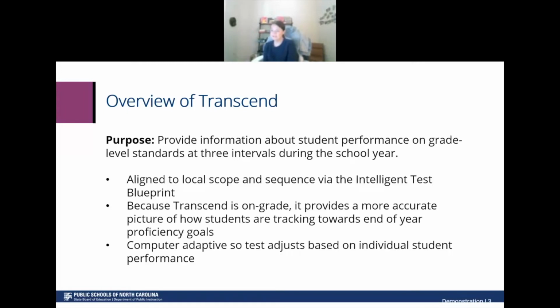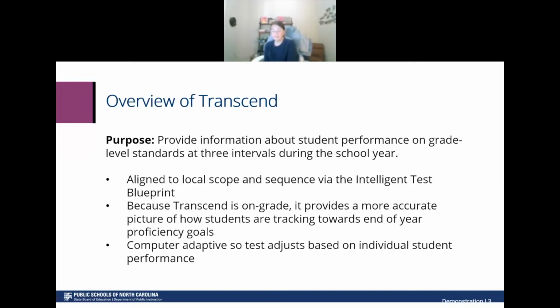The purpose of Transcend is an interim assessment that provides information about student performance on grade level standards at 3 different intervals throughout the year. Because it's an interim assessment, it's not intended to give really fine grained, detailed, formative assessment information, nor is it intended to serve a really high stakes decision, such as what you would see with a summative assessment that's given at the end of the year. It's in that middle part where it can be useful for school and district leaders to make certain decisions, and we'll talk about those, as well as for teachers as they're thinking about how to plan instruction.